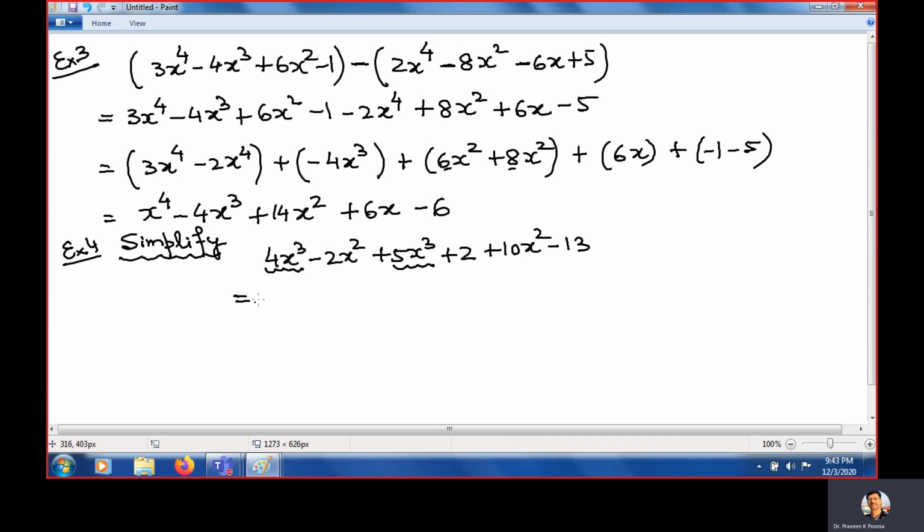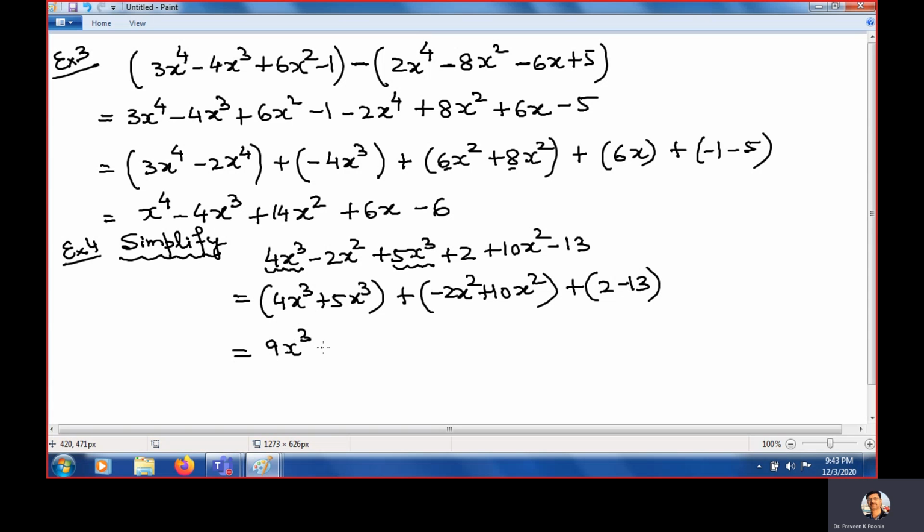Clubbing. x^3, x^3, so join them together: 4x^3 plus 5x^3. Now x^2: minus 2x^2 plus 10x^2. Plus another term, the constants 2 and minus 13. Okay, so this is how we are going to do it. 5 plus 4 is 9x^3, and minus 2 plus 10 is plus 8x^2. 2 minus 13 is minus 11. So this is how we are simplifying.